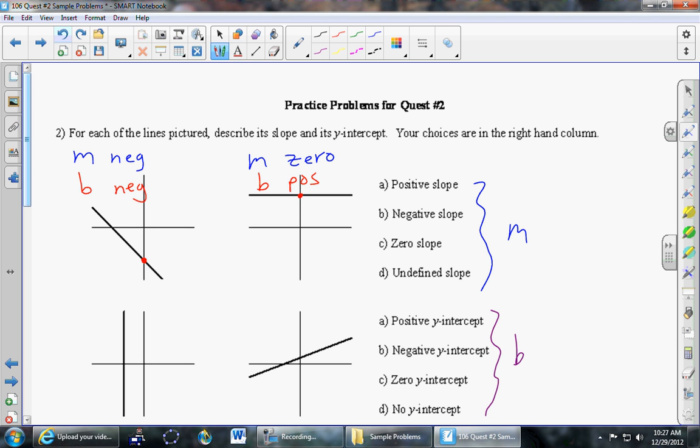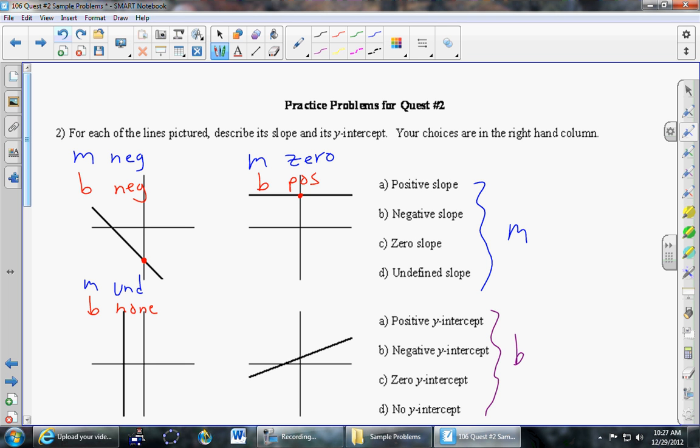Bottom left line is this vertical line. Vertical lines also have a very special slope. Vertical line, the slope is undefined. The y-intercept, so we're looking for the place where this vertical line hits the y-axis, and it never does. So there's no y-intercept in this picture.